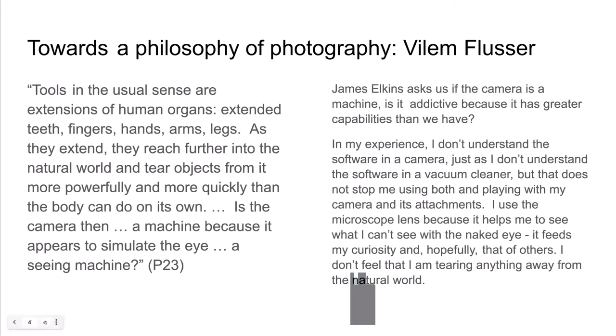And then Willem Flusser is another photography philosopher who has a lot to say about apparatus, photographic apparatus. And he maintains that any machine is just an extension of our arms, legs, and in this case, is it an extension of our eyes? It might be. Because I want to see what's in different things much more closely than I can with my naked eye.